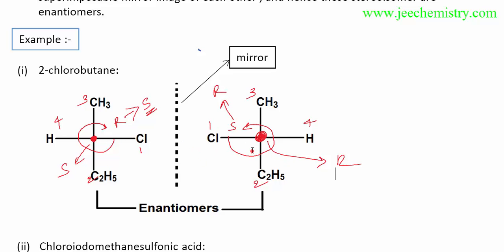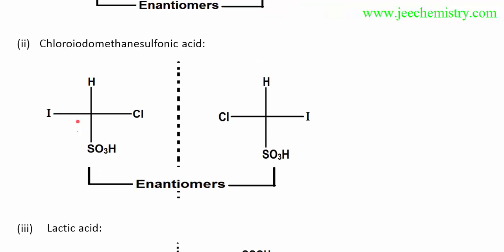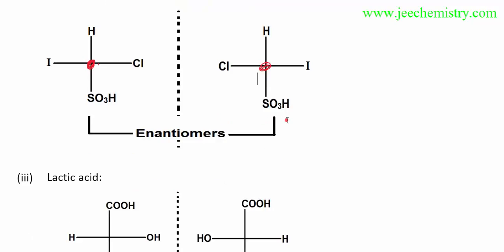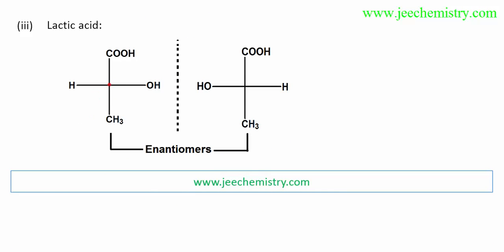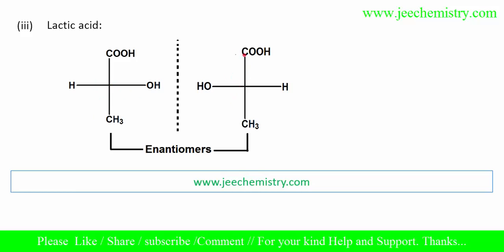Now the next example. The mirror image of this compound is this compound, so both are enantiomers of each other. This compound doesn't have a plane of symmetry or center of symmetry, that's why this compound and this compound are enantiomers of each other. We can also find the absolute configuration and check whether they are enantiomers or not. Now this compound also has no plane of symmetry or center of symmetry, so the mirror image of this compound is this compound, and both are an enantiomer pair.